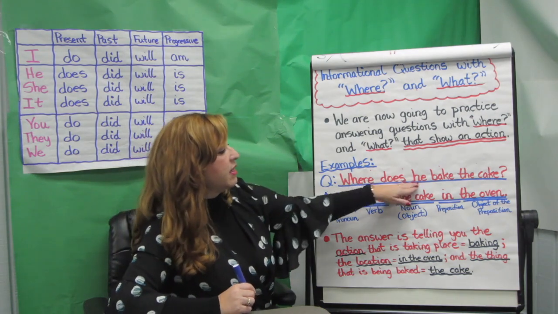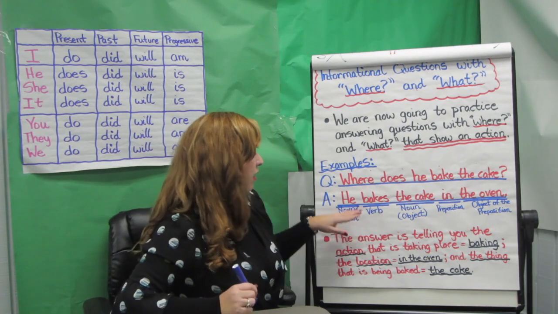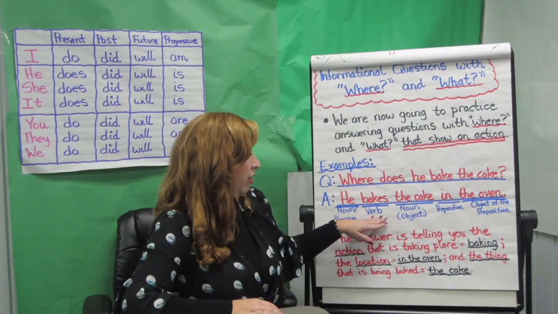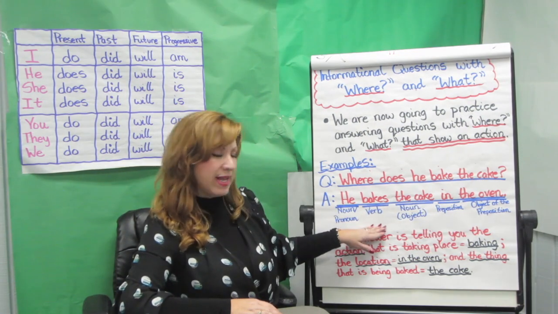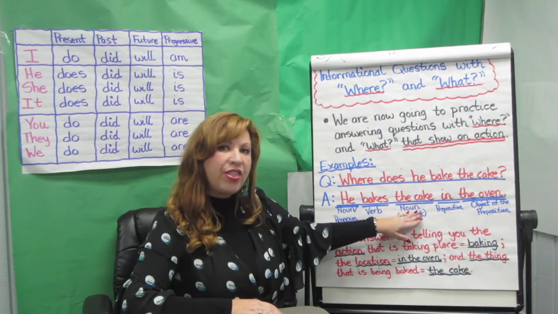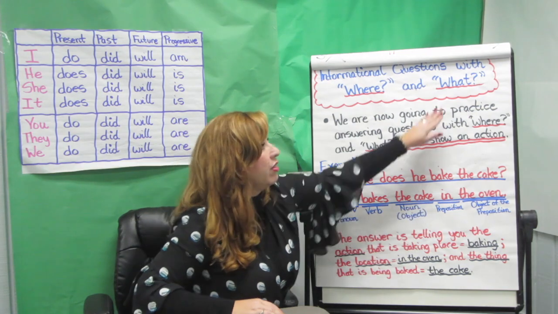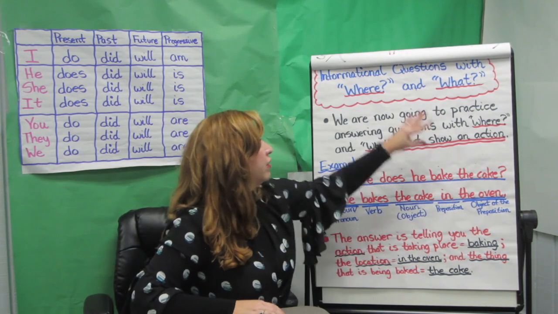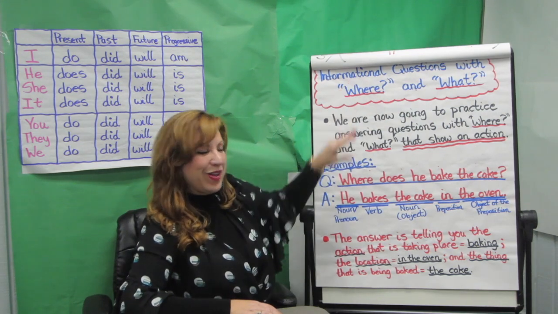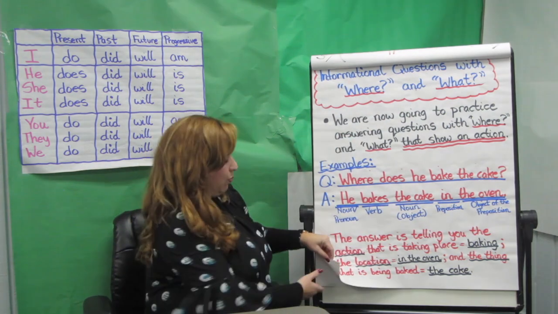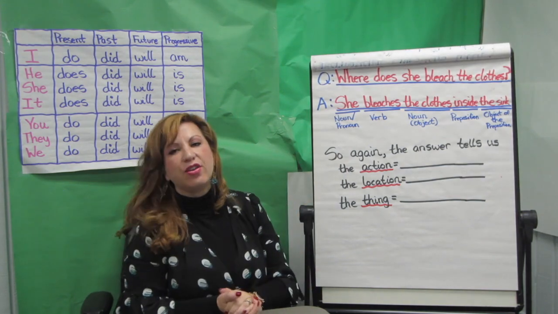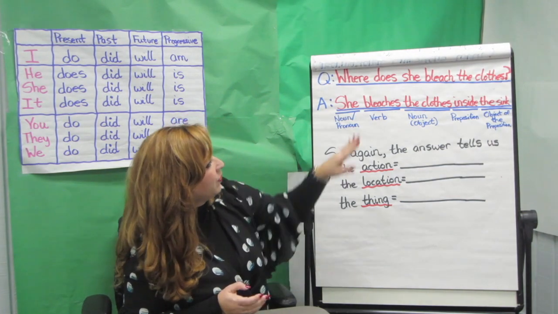So we're giving more information with these questions and answers. Where does he bake the cake? He bakes the cake in the oven. Here is the action, he bakes. The cake is the thing, which is answering the what. And in the oven is answering the where. Okay, so let's practice together with another example. Here we go.